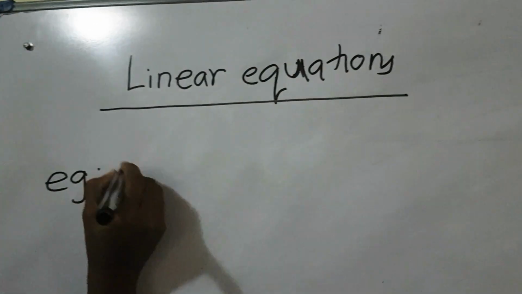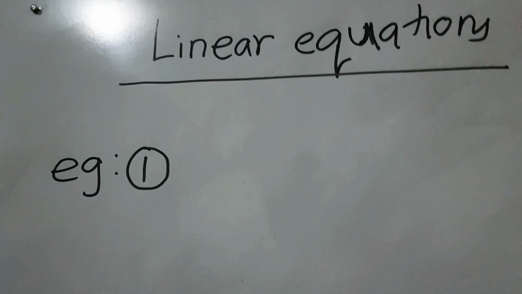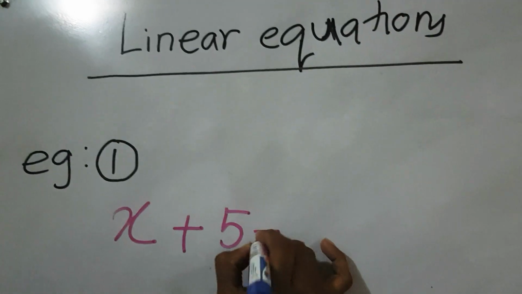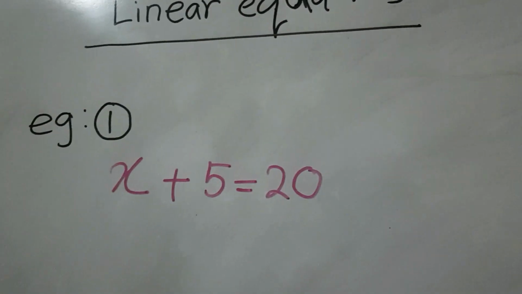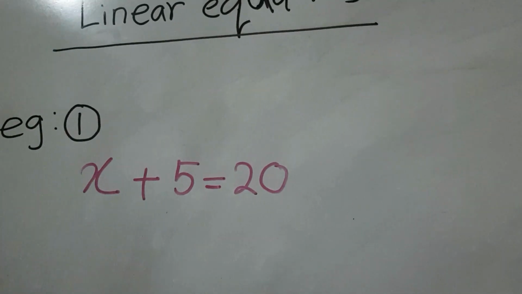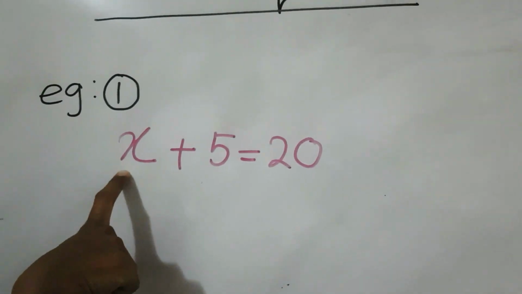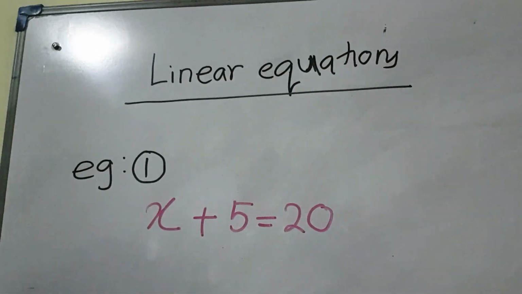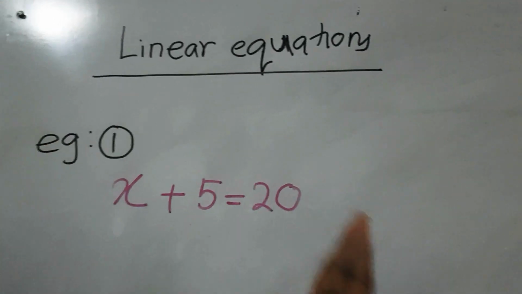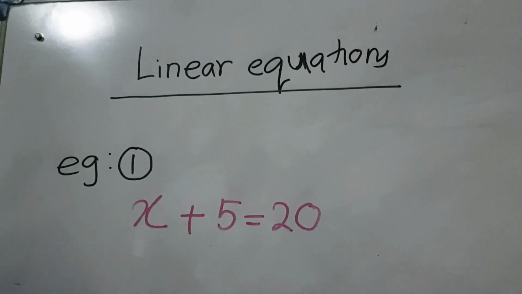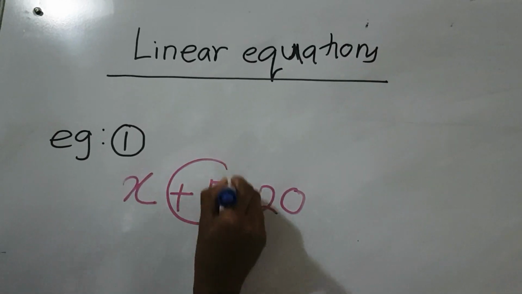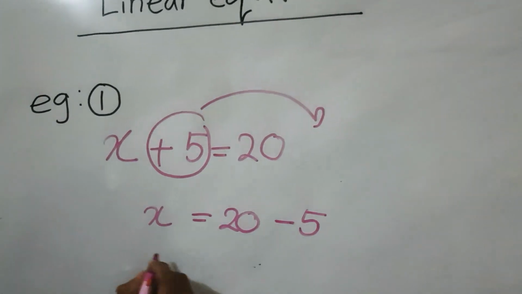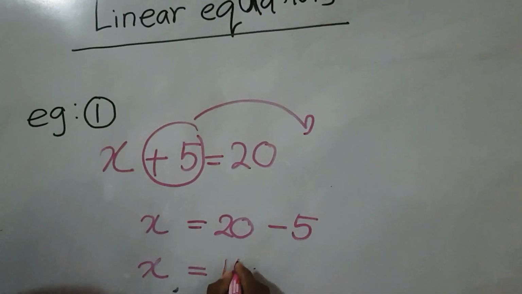Example 1. Very basic. Let's see if it is x plus 5 is equals to 20. When it is linear equations, we must always keep the unknown term alone. When we are keeping the unknown term alone, we have to remove all the other numbers from the equation to the other side with its opposite operations. Now this is a plus. When we send it to the other side, x is equals to 20 minus 5, which will give you x is equals to 15.